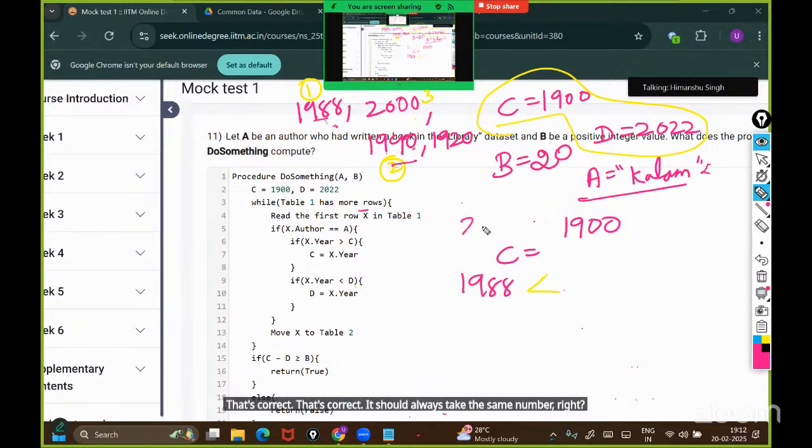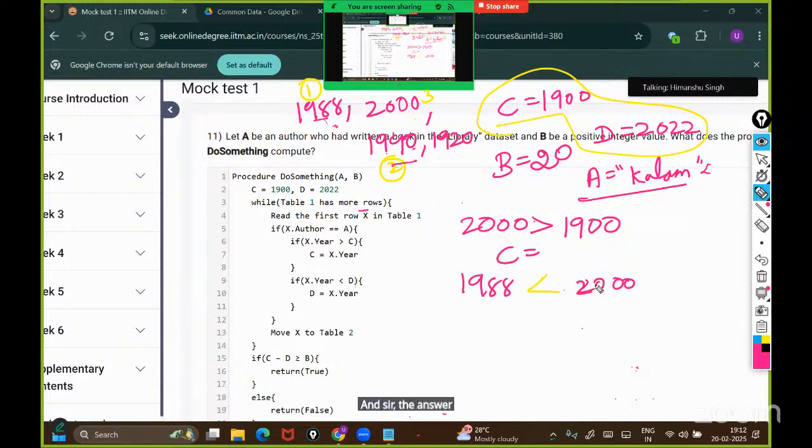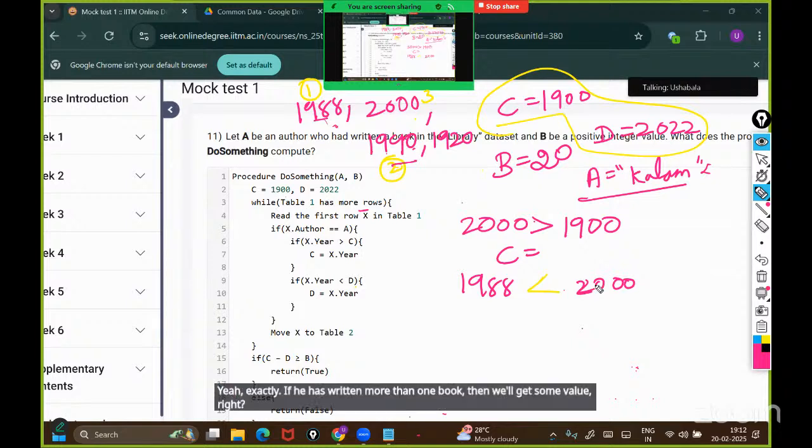If we get the same number 2000 for C and D, then when we subtract them, we get 0. And the answer will be false in return, because 0 is smaller than B. When only one book is there, which got published in 2000, that condition will arise, when C minus D is exactly 0. If he has written more than one book, then we'll get some value, right? Automatically C and D will vary.